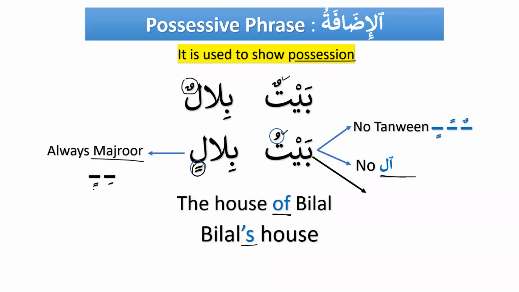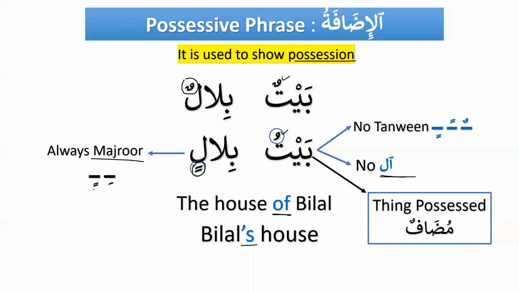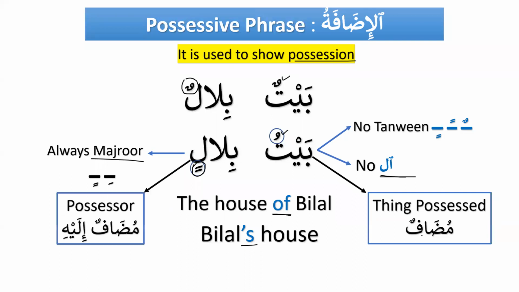And now you should know that we have two things. The first one is the thing possessed. So the thing possessed is called mudaf, and the possessor is called mudaf ilayhi. As I said, I will tell you the name. So the thing that is possessed is called mudaf, and the possessor is called mudaf ilayhi. And the order will always be like this.